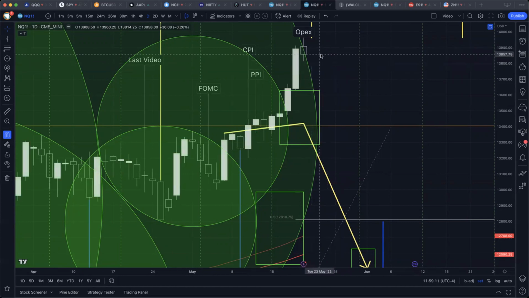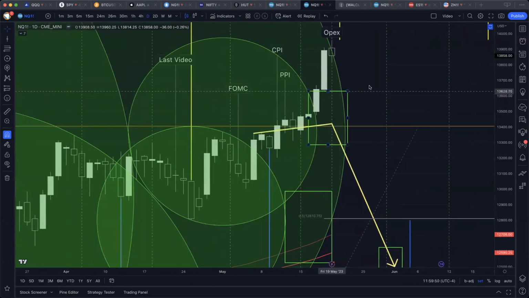Basically, if we can see a close below this big Thursday candle, then I'll give myself an A, and I will conclude that the pivot was in or is in. So that's really what I'm looking for here, is a close below 13,600-ish on the NQ, and then that would confirm this pivot. Okay, so obviously huge week last week with options expiration and a big move up.